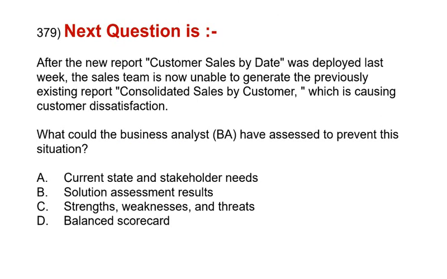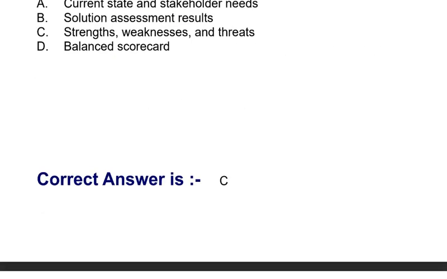Question is, after the new report customer sales by date was deployed last week, the sales team is now unable to generate the previously existing report consolidated sales by customer, which is causing customer dissatisfaction. What could the business analyst (BA) have assessed to prevent this situation? Option A. Current state and stakeholder needs. Option B. Solution assessment results. Option C. Strengths, weaknesses, and threats. Option D. Balanced scorecard. Correct answer is option C.